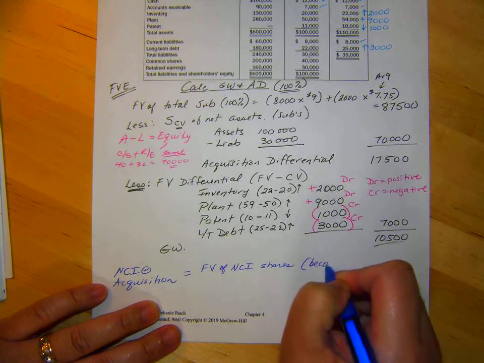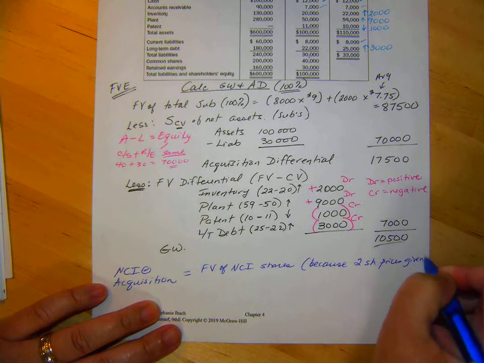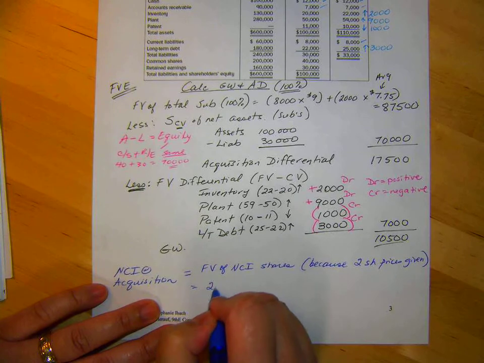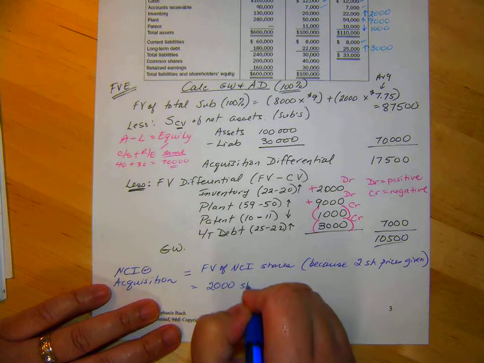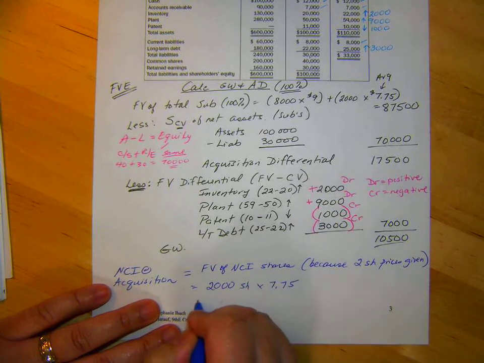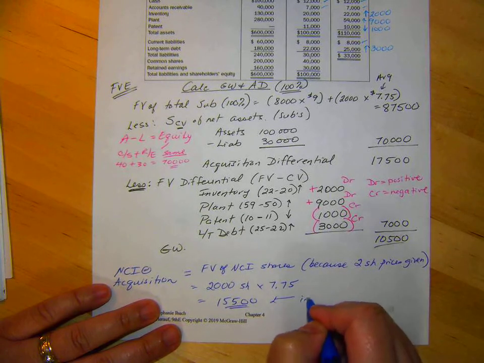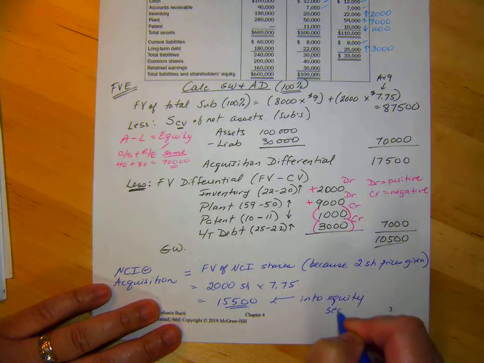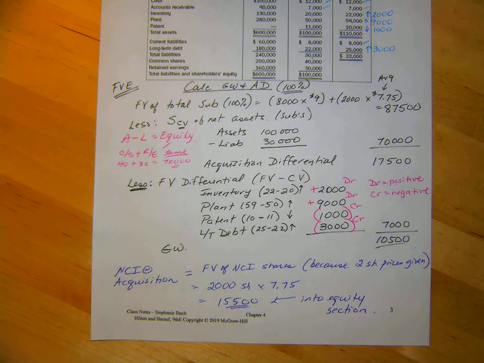I'm just going to put, because two share prices were given. So NCI is a non-controlling interest, so it's going to be the smaller number. 2,000 shares times 7.75 equals 15,500, and that's going to go into the equity section. And then you'd go through and do the consolidated statement, but I'm not going to do it here, I'll do it on the next one.